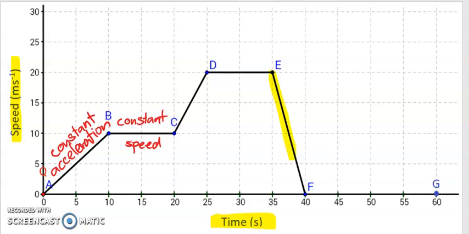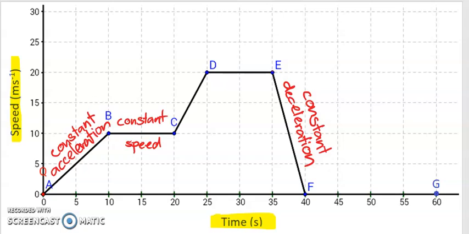Section E to F is a downward sloping line. Now notice that their speed has gone from 20 meters per second down to 0 meters per second. So they've slowed down, they've decelerated. So a downward sloping line represents deceleration or negative acceleration. And again, since it's a straight line, it's constant. So section E to F is constant deceleration.